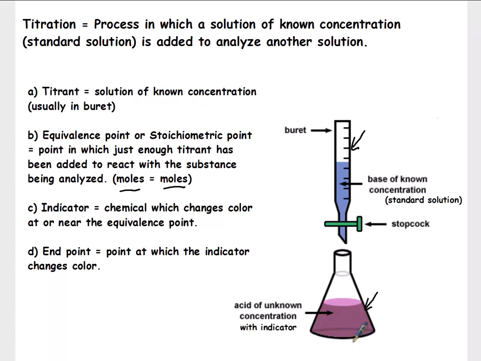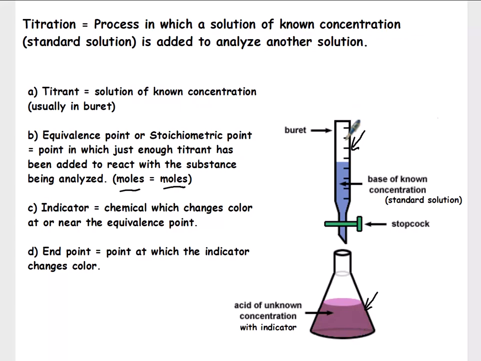An indicator is a chemical which changes color at or near the equivalence point, and we're going to choose our indicator to change color at that point. We'll learn more about indicators later in the year. The end point is the point at which the indicator actually changes color. So equivalence point and end point should be very similar, depending on which indicator you use.